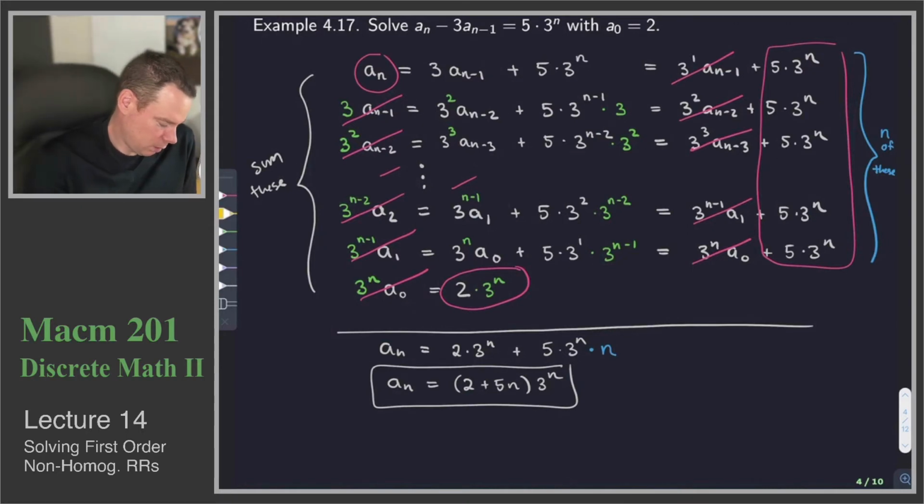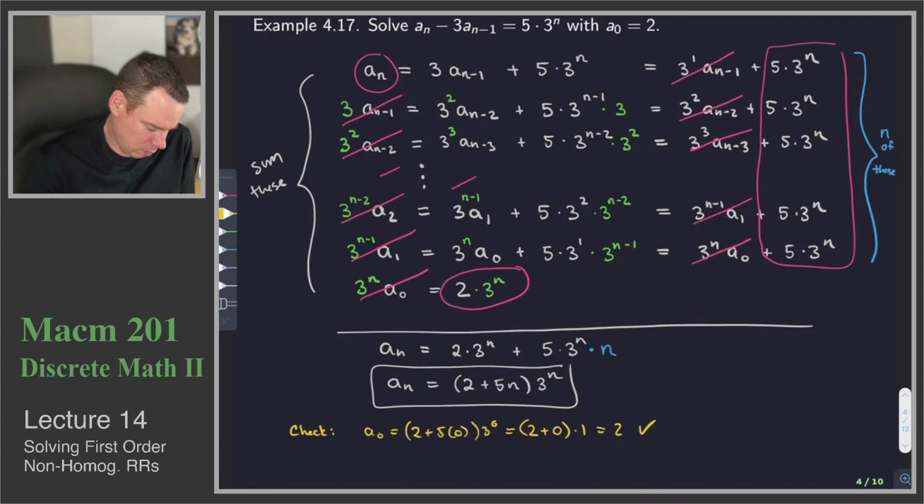We could check to make sure it is a solution. So what would we do to check? Well, we check a sub 0. That would be 2 plus 5 times 0 times 3 to the 0, which is 2 plus 0 times 1, or 2. Excellent. So it satisfies the initial condition.